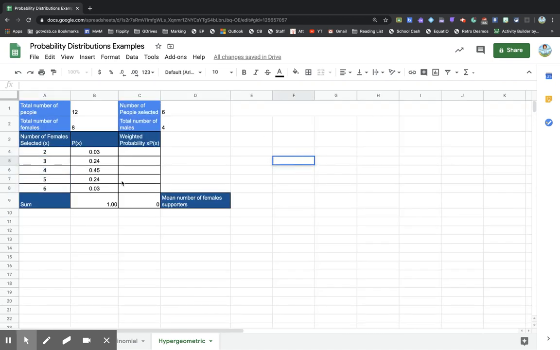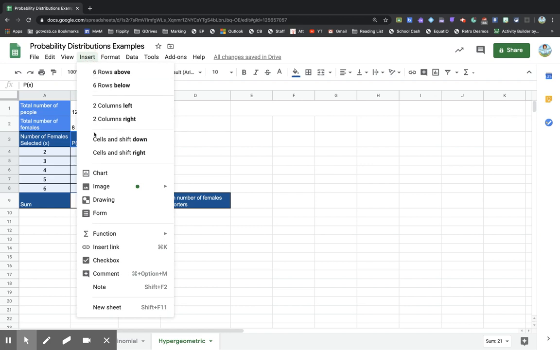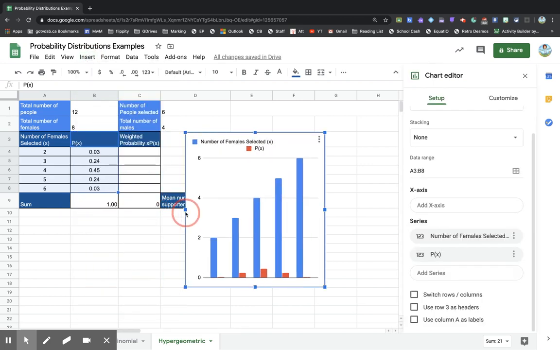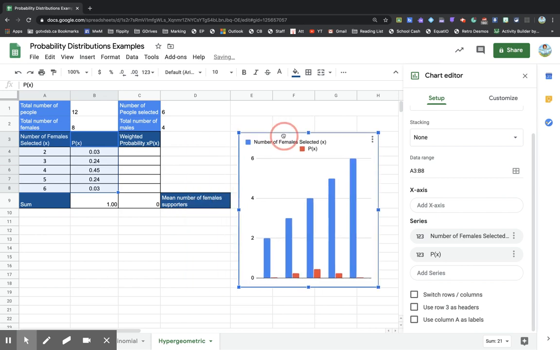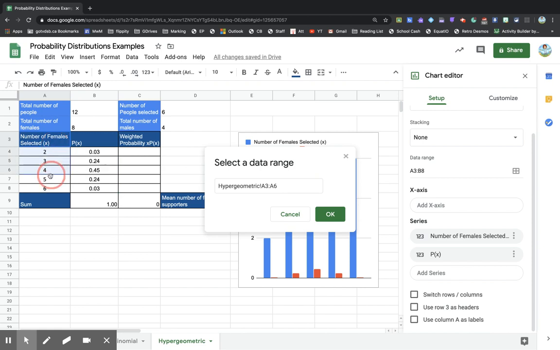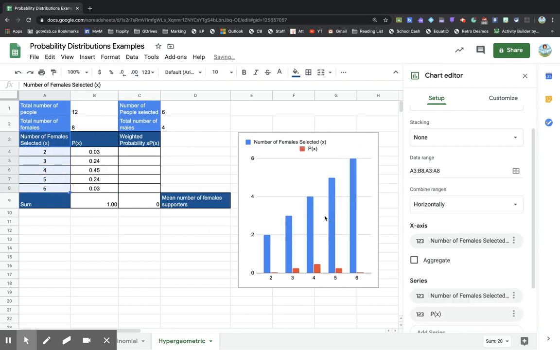Okay, so we can actually graph this as well. If we select what we want to graph, we can select the headers as well, and we just go to insert chart. You can see that Sheets gets a little bit confused, because that happens sometimes with Sheets. It's trying to graph both column A and B as separate things, and we don't necessarily want that to occur. So for our x-axis, we want it to come from the number of females selected. So that's what we want right there for our x-axis. Now we've got our labels down there, so that's good.